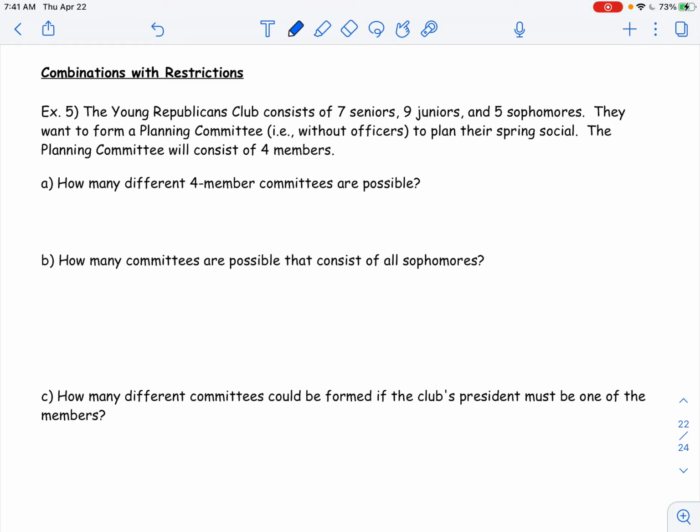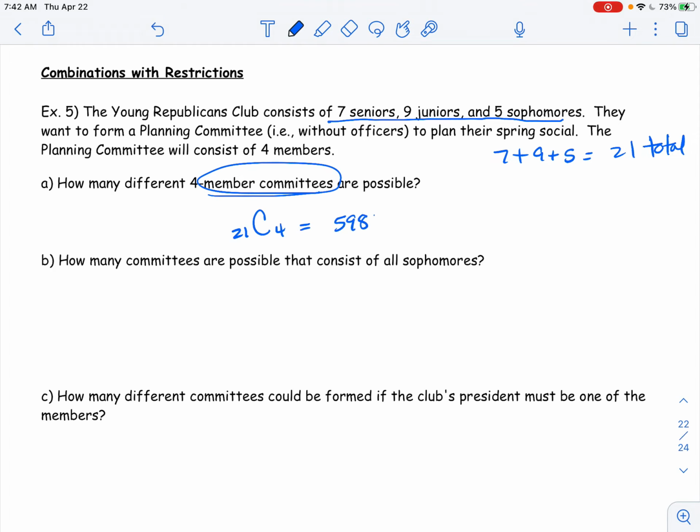Combinations with restrictions. In example 5, it says the Young Republican Club consists of 7 seniors, 9 juniors, and 5 sophomores. Okay, so let's see, 7 plus 9 plus 5, I think that is 21 total, right? Because 5 and 7 is 12, plus 9 is 21 total. Okay, we're just talking about a committee. So this is 21, and order does not matter. So this is a combination, and we want to select 4 in our calculator. That's 5985.